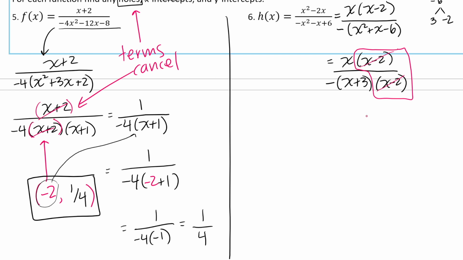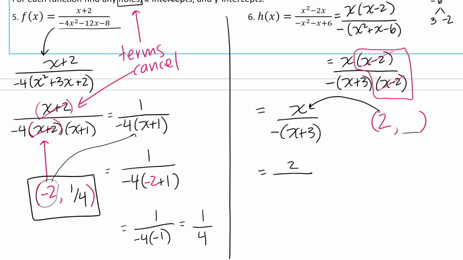And we know that the x value of that location has to be 2. 2 comma what? Well, our reduced function is x over negative x plus 3. To find the y value of the hole, let's plug in 2. We get 2 over negative 2 plus 3. So 2 over negative 5, or negative 2/5. And that is how you find holes.